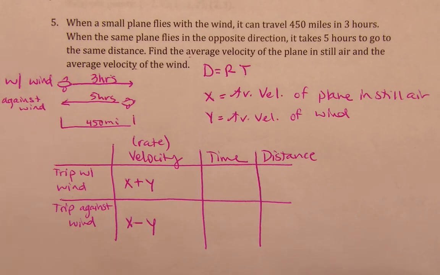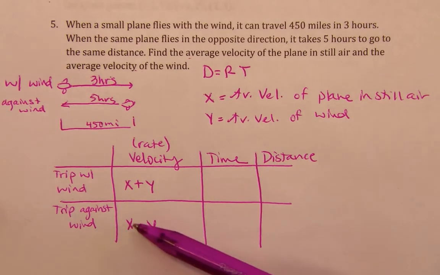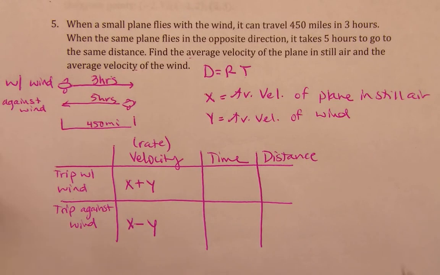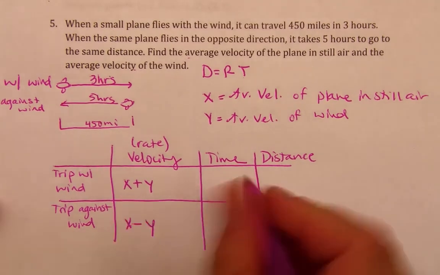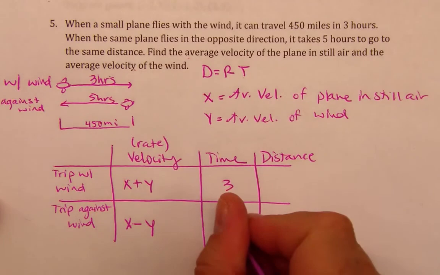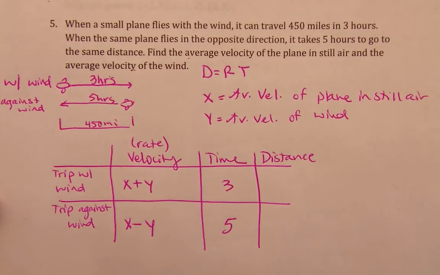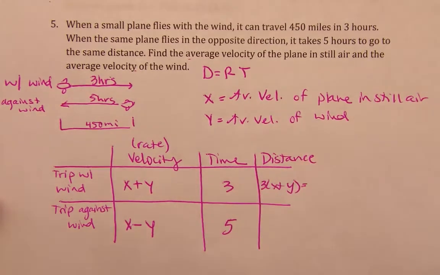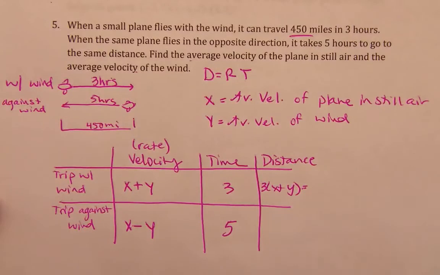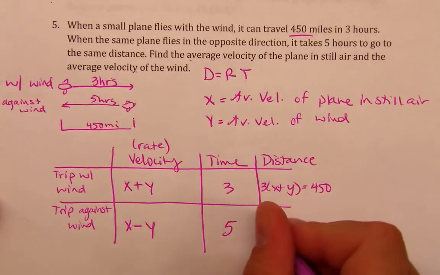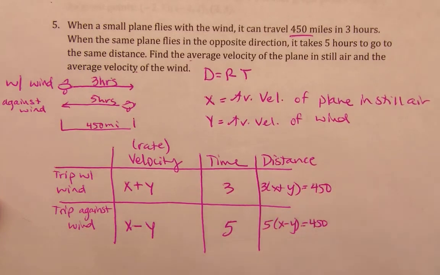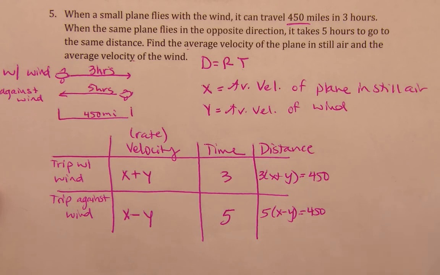So if we have the speed of the plane here, we know the wind has to be slower than that so that we're not being slowed down or going in reverse because of the wind. Now, going with the wind, it took us 3 hours. Going against the wind, it took us 5 hours. And so we can multiply those, 3 times x plus y. And we know the distance. They told us it was 450 miles. And then we can do the same thing here. 5 times x minus y equals 450 as well. And now we have two equations that we can solve.